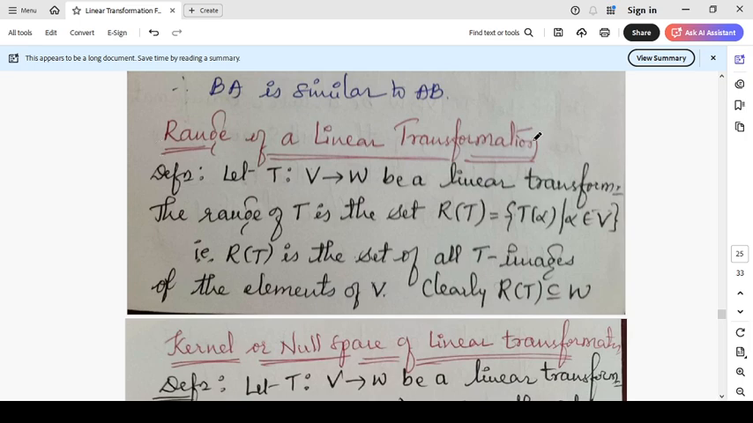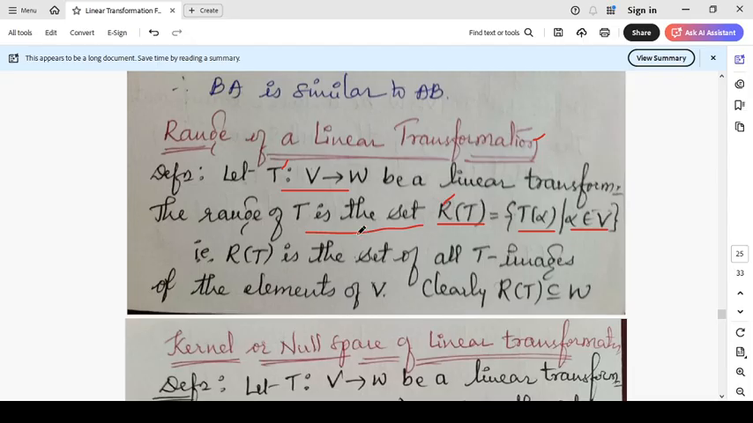So the range of a linear transformation, we need to know its definition. What is the definition of range of a linear transformation, and how do we denote it? T is a mapping from the vector space V to W, and this T is a linear transformation. The range of T is the set R of T, that is, T of alpha, where alpha belongs to the vector space V, is called the range of the linear transformation.